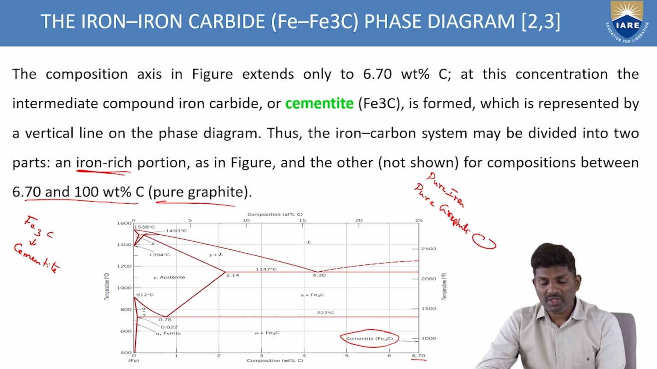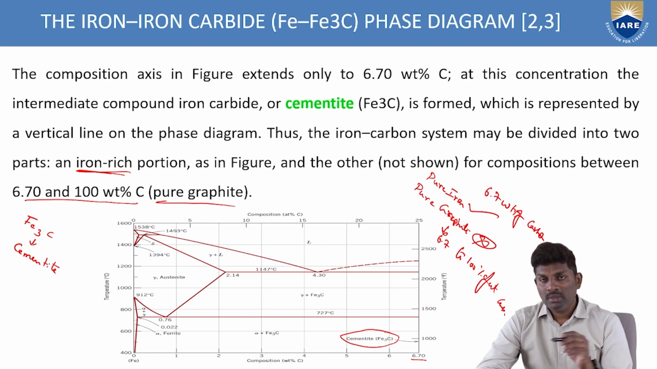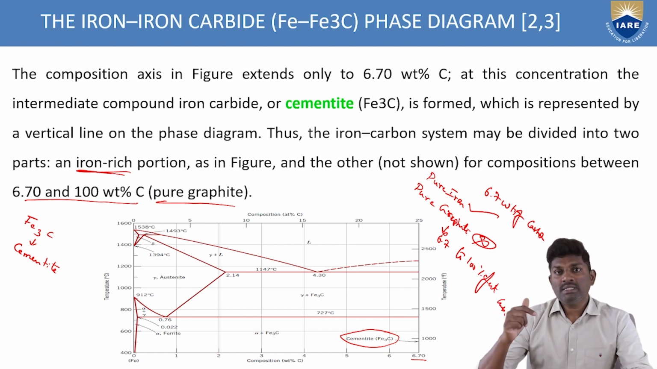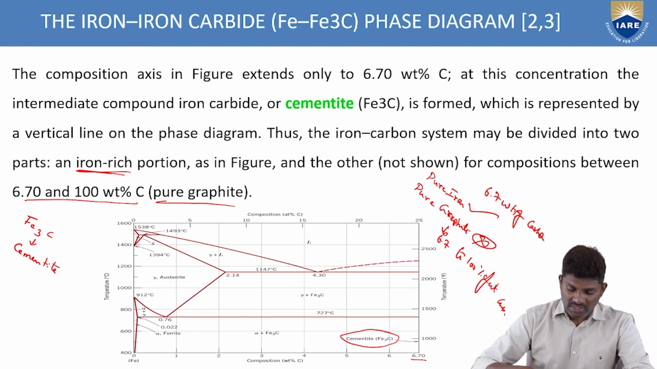So this pure graphite we are not considering, and pure iron up to 6.70 weight percentage of carbon we are taking, and this is from 6.7 to 100 weight percentage of carbon. Like this, we are splitting this iron carbide diagram into two portions, from 0 to 6.70 and 6.70 to 100%. So this is how you have to draw the phase diagram.